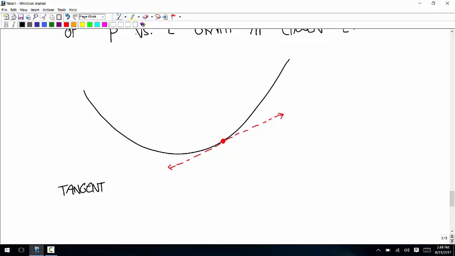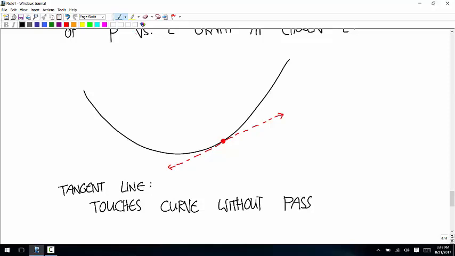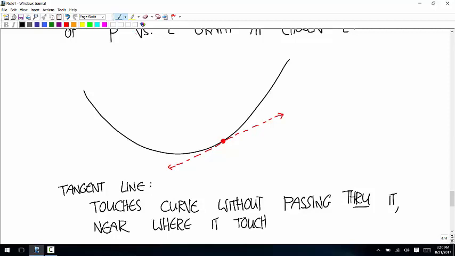So, tangent line is, what did I say? It touches a curve without passing through it near where it touches. Okay.